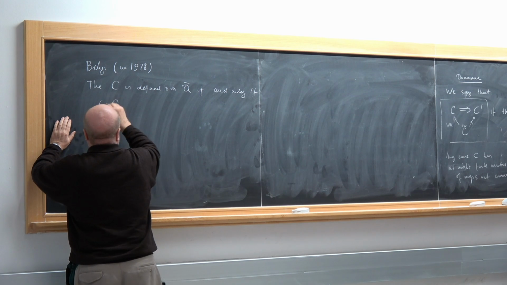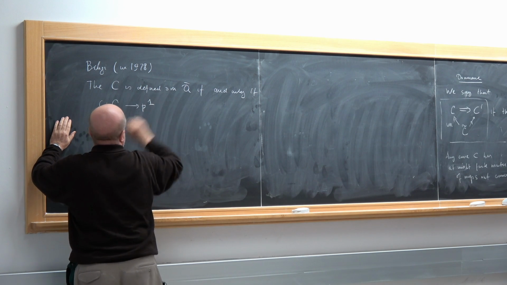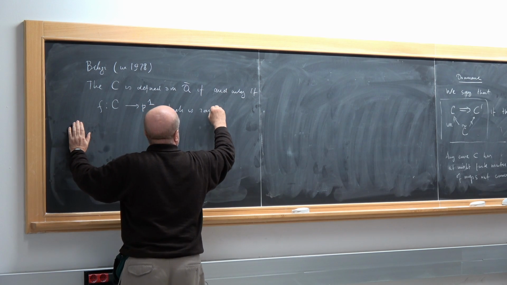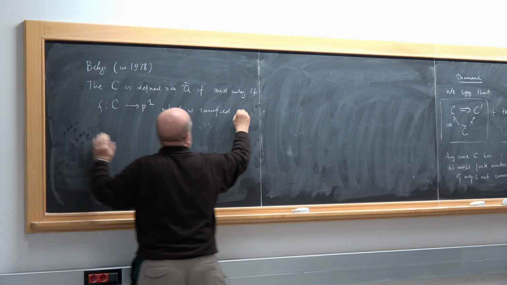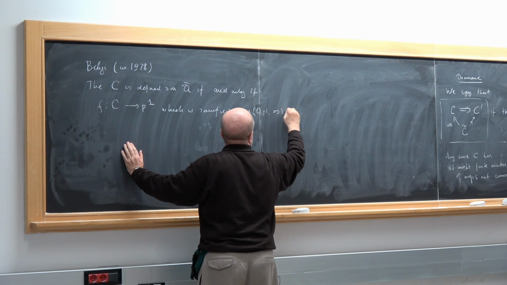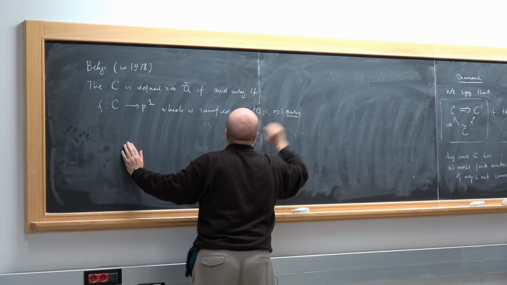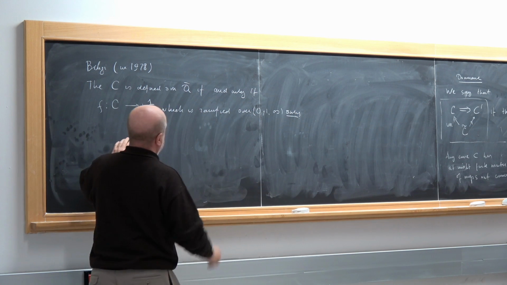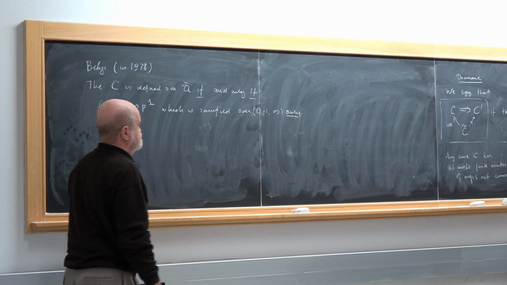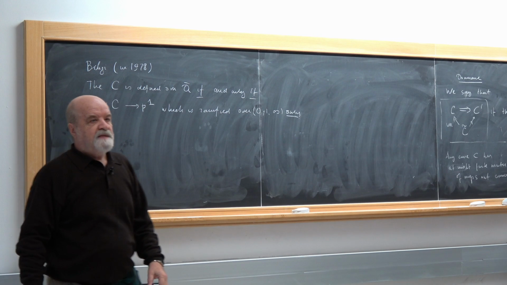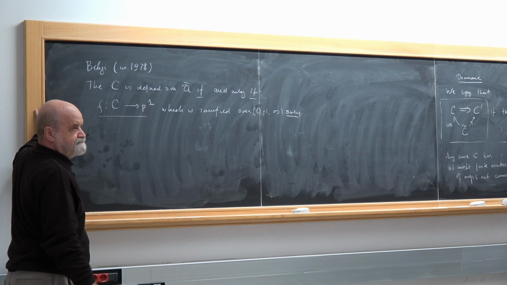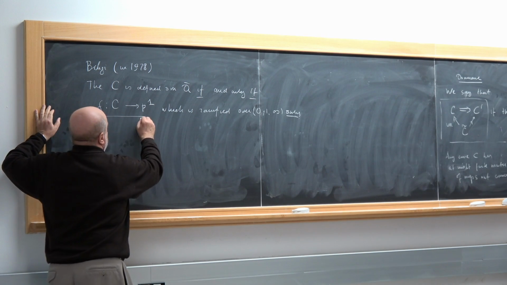there is a function f to P1 which is unramified over 0, 1, infinity. If and only if. So what does ramified mean? You have a map, f is a meromorphic map. So locally you can think about it.